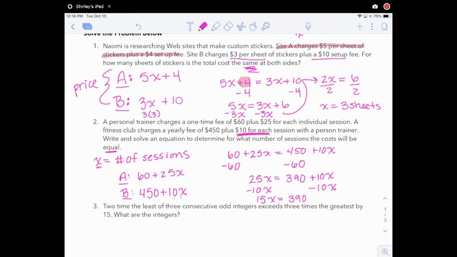So now we're back to the simple one-step equation to finish it out. Divide by 15. What's 390 divided by 15? 26 sessions.